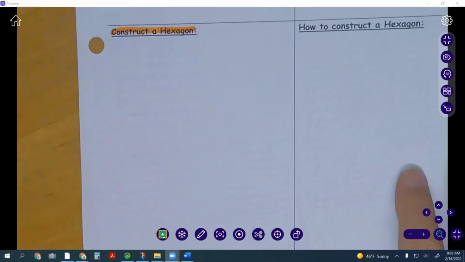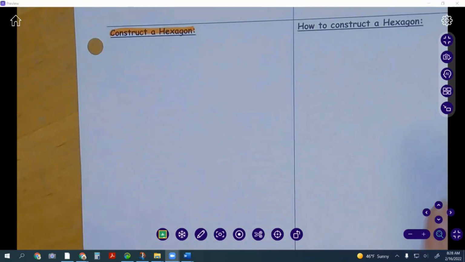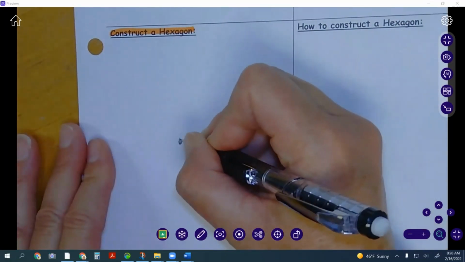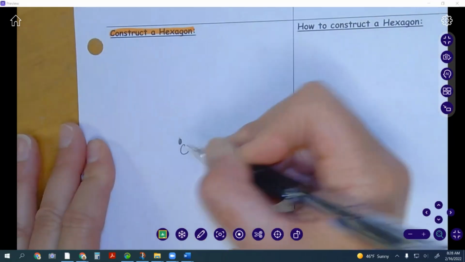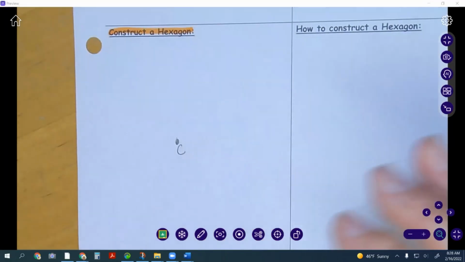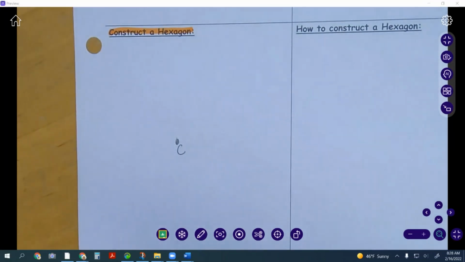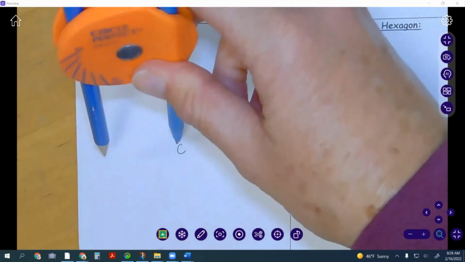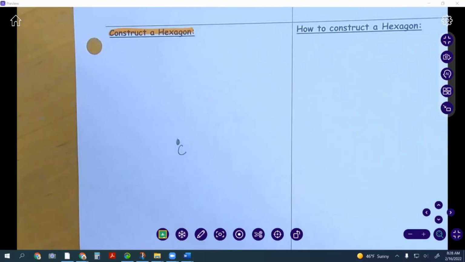So on the construct a hexagon, what we're going to do is put a point as your center. Okay, put a point. I'll just label it C for center. And you're going to pick a radius for your compass that's going to fit on your page. Okay, for your circle. So pick a radius and you're going to draw a circle with that radius centered at C.